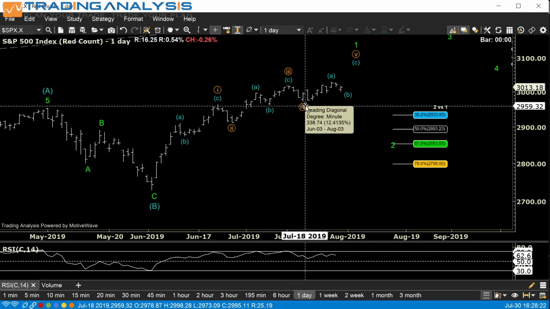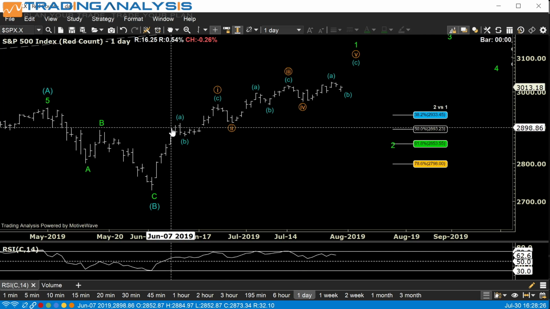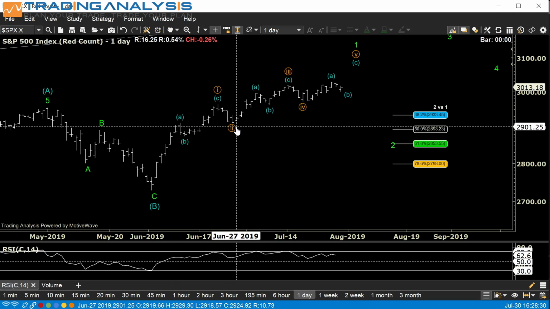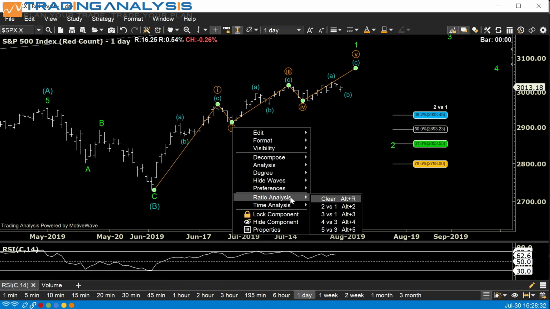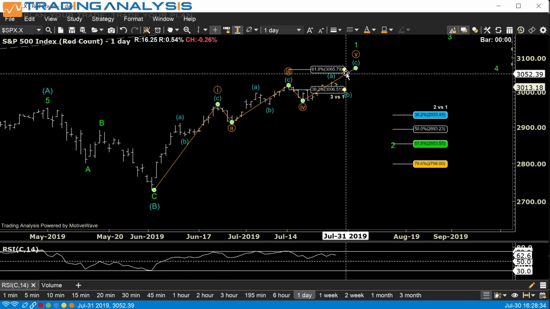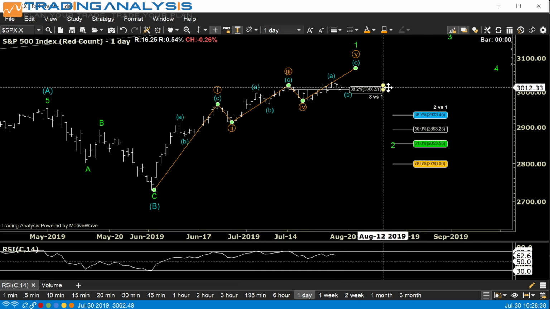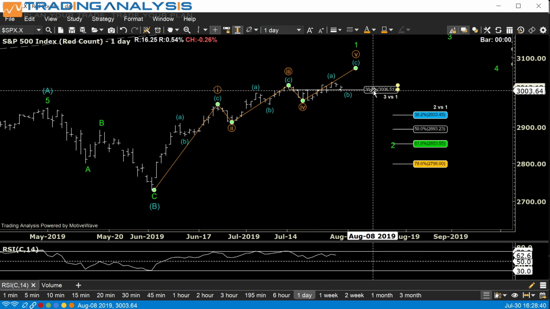Now, it's not a true leading diagonal because 4 does not enter the territory of wave 2. Could it be a complex? Could it be something different? Potentially, but let's just operate under this premise for now. First thing I want to do is a ratio analysis, 3v1, and you're going to see we didn't even reach the 61% relationship. We have a 38% relationship of 3v1.